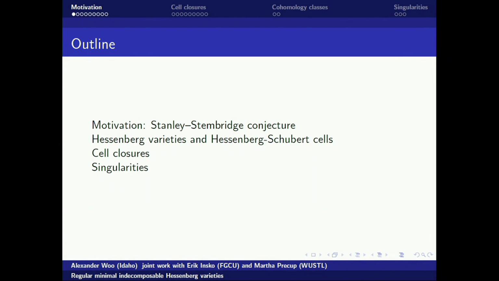And then I'll tell you about Hessenberg varieties, what they are, and about a cell decomposition, by which I mean an affine paving. So this is, again, not a CW complex, like in what Sarah was talking about this morning. And then I will tell you about, in this case, a regular, minimal, indecomposable, whatever that means, Hessenberg varieties. I'll tell you about how cells close to each other, some things about their cohomology classes, and some things about their singularities.